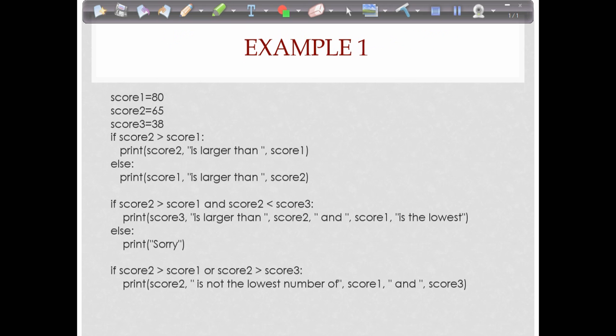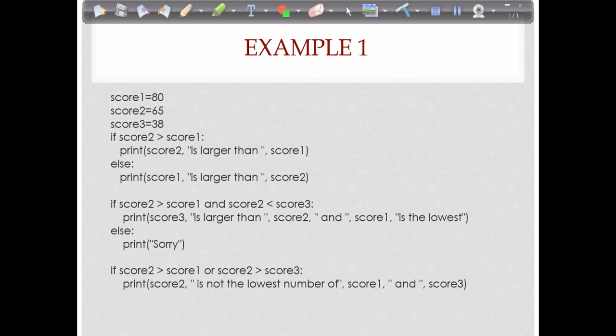Here's an example of a program that you could type in and have Python run for you. So I've hard-coded 3 scores, and I check to see if score 2 is greater than score 1. Then I print score 2 is larger than score 1. Else, print score 1 is larger than score 2. Now, if we were to do a debug on this, you should see that there's a problem. What happens if score 1 is equal to score 2? Then what? So my logic is faulty here. How would you fix that?